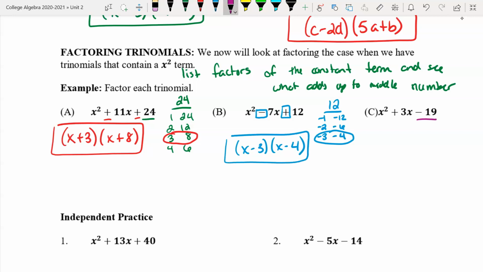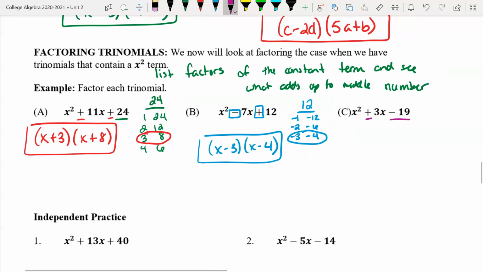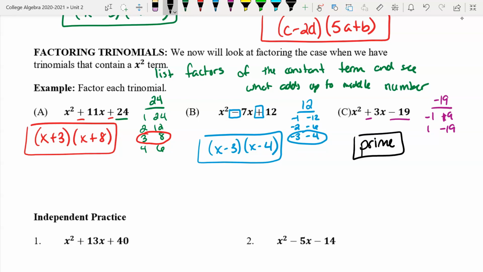The last one, if I do the factors of -19 to add up to a positive, I could do 1, -1 and a positive 19, or I could do 1 and -19. That's the only factors of 19. Notice none of those add up to the middle number, so it's not factorable. So we would call this prime. If you can't factor it, it's called prime.